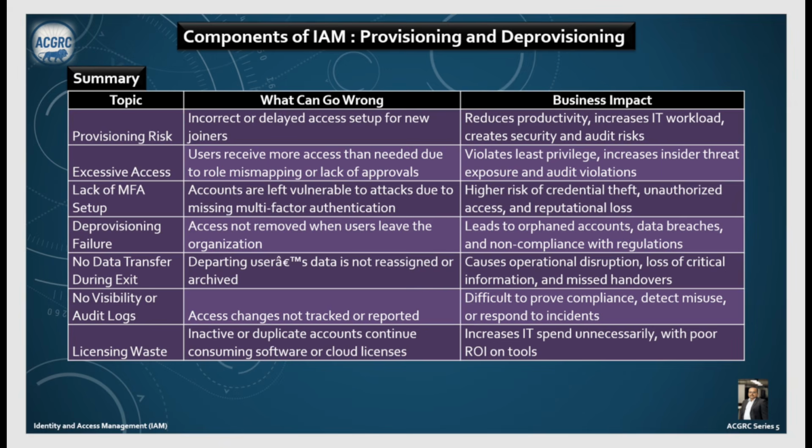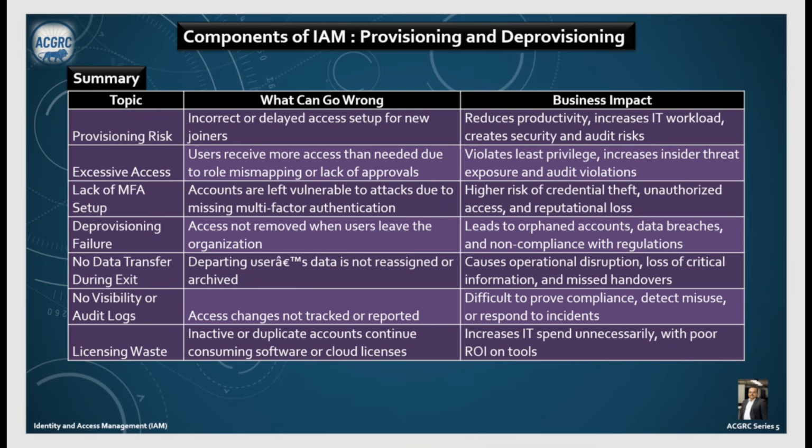Provisioning risk: what can go wrong? Incorrect or delayed access setup for new joiners, reducing productivity, increasing IT workload, or creating security and audit risk. From an excessive access perspective, users can receive more access than needed due to role mismapping or lack of approval. The impact is violating least privilege, increasing insider threat and exposure, and audit violations. If there is a lack of MFA setup, accounts are left vulnerable to attack due to missing multi-factor authentication. Thereby, there is a high risk of credential theft, unauthorized access, and reputational loss.